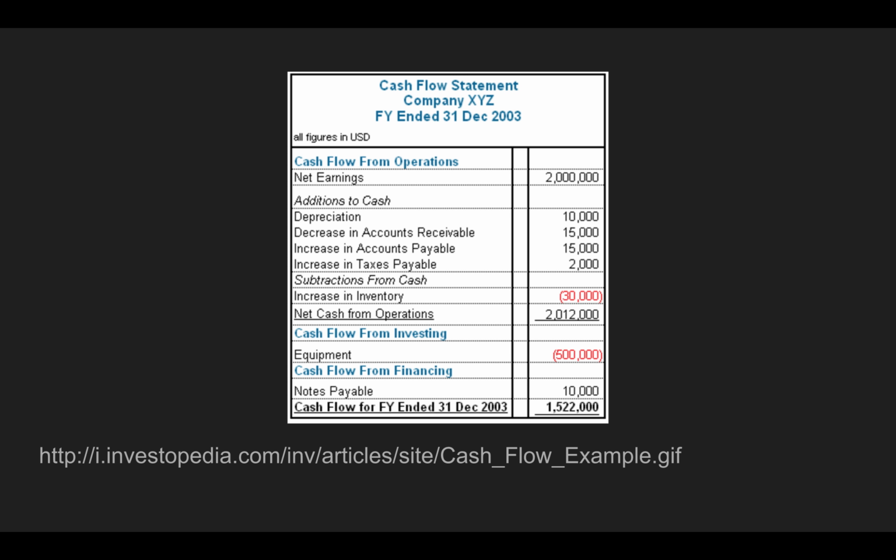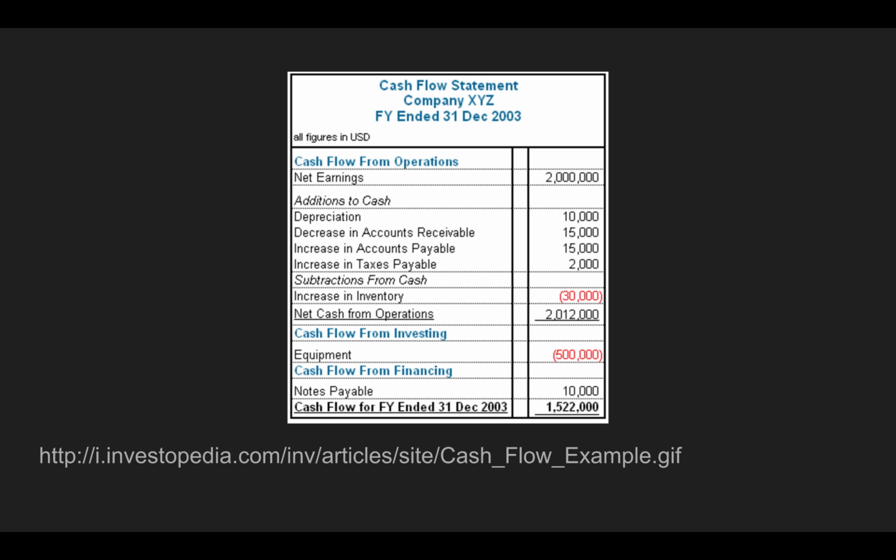So in this example cash flow statement, it is important to note that these are dollars, and this is the fiscal year, the end of the fiscal year, so the report that would be generated at the end of the year for any key shareholders or the business owner. So cash flow from operations. You see the top heading: net earnings were $2 million.